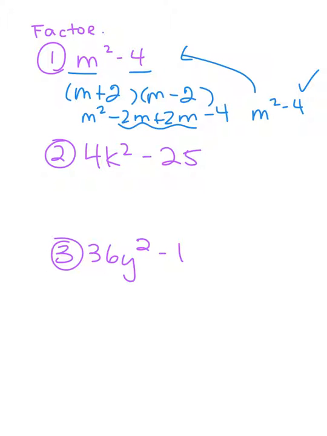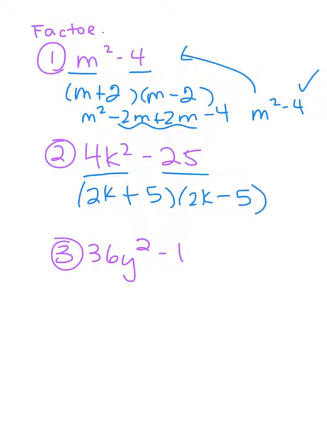And number 2, again, I'm looking to see if I have a greatest common factor, which I don't. 4k squared. 4 is a perfect square, and k squared is a perfect square. Minus, and then 25 is also a perfect square. So I'll set up my two binomials. The square root of 4k squared is 2k. So we have 2k here and 2k here. I have a plus and a minus, and the square root of 25 is 5 and 5.